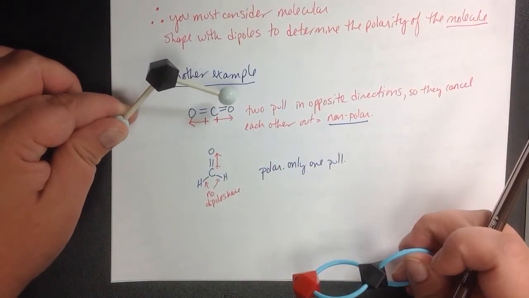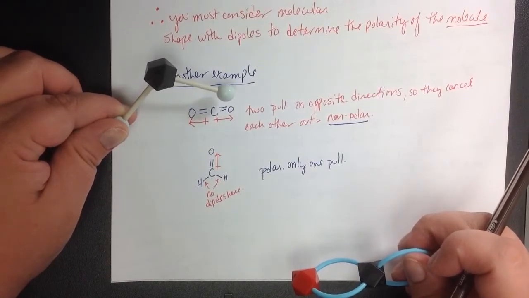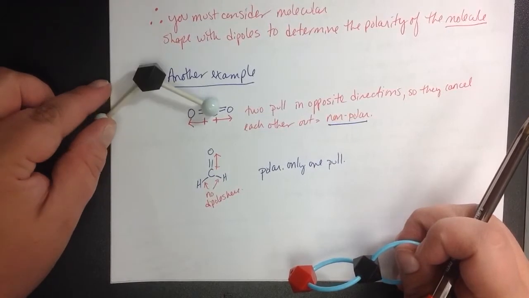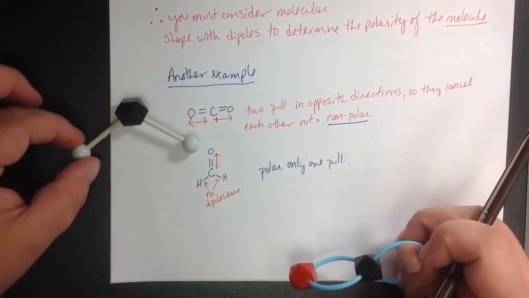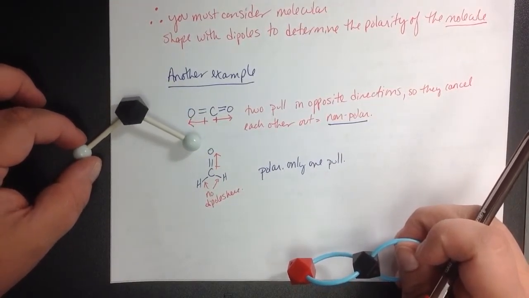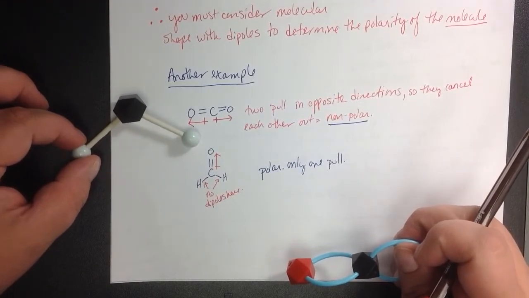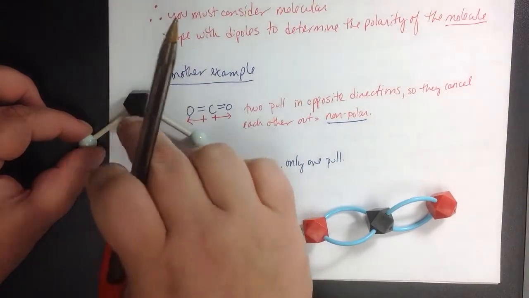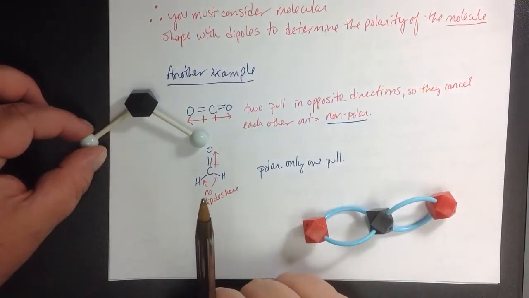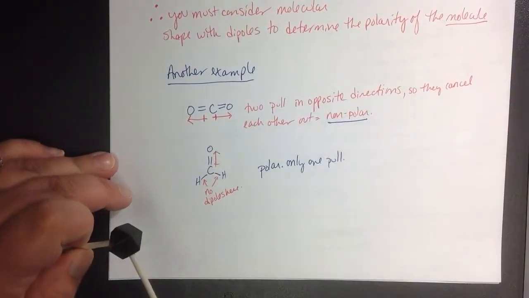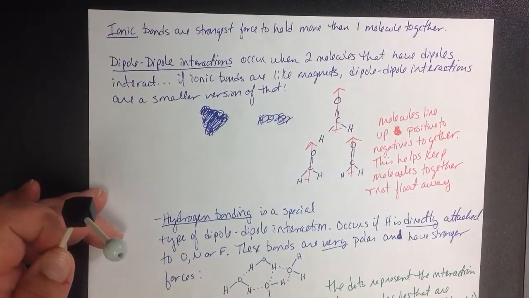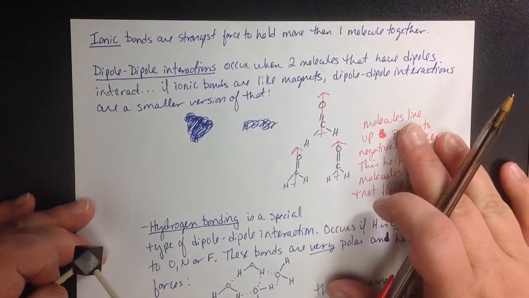That's why water being bent is so important, because these polarities give rise to different types of intermolecular forces. Intermolecular forces is how one of these molecules interacts with other molecules that surround it. Okay? So, let's talk about those intermolecular forces.